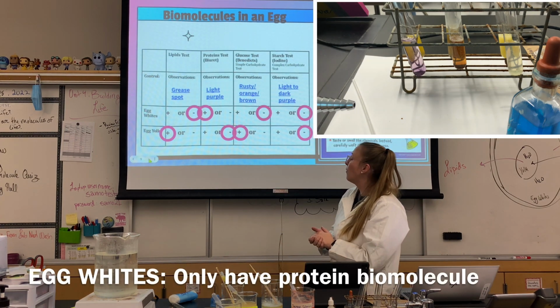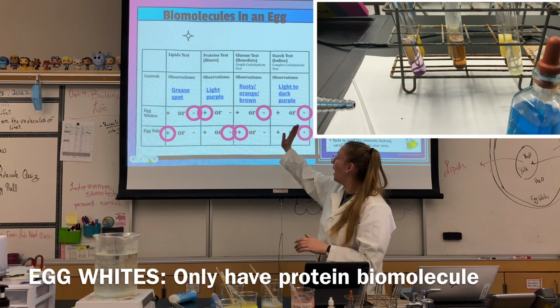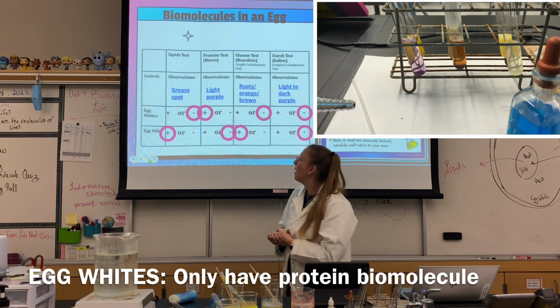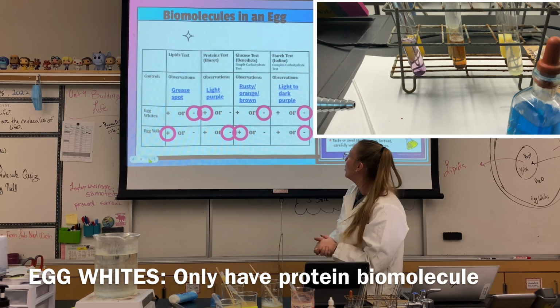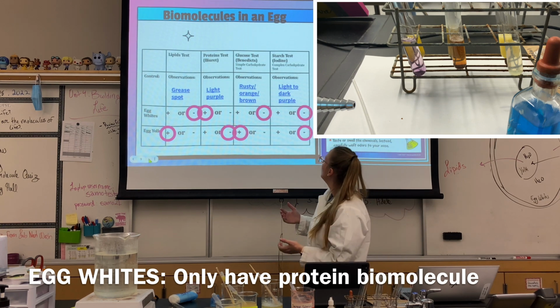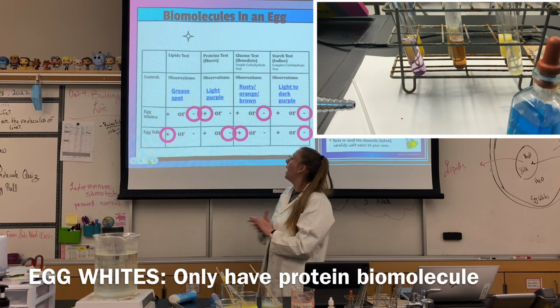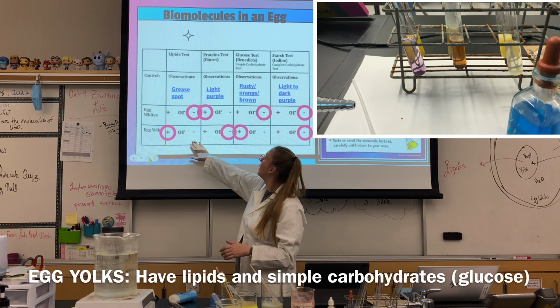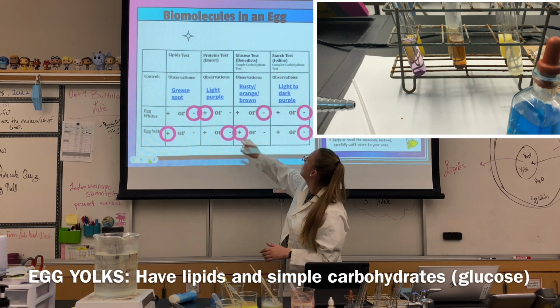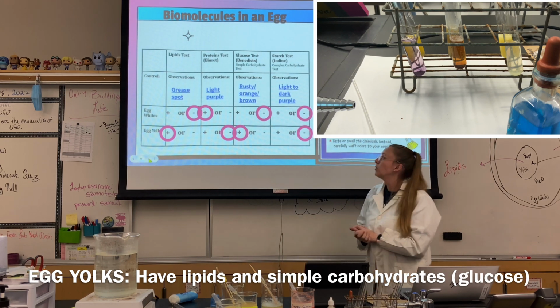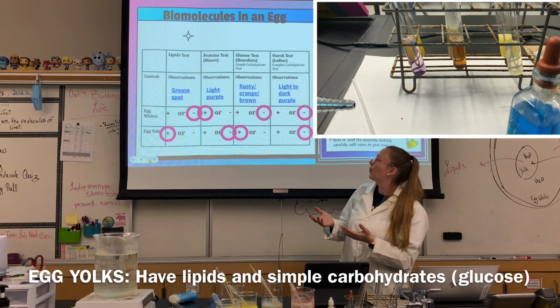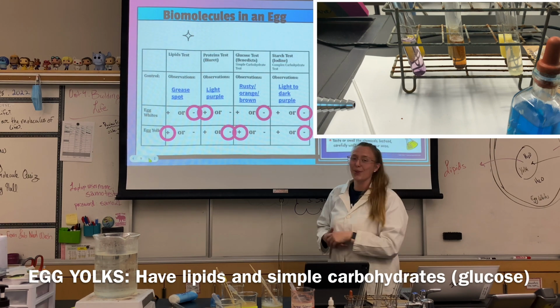So it looks like when we're looking at our egg, the egg whites do not have any lipids, but they have proteins. There's no glucose or starch in your egg whites. Your yolks have a lot more. Well, they've got lipids and they have glucose. So our egg yolks only have lipids and glucose, while our egg whites only have proteins.